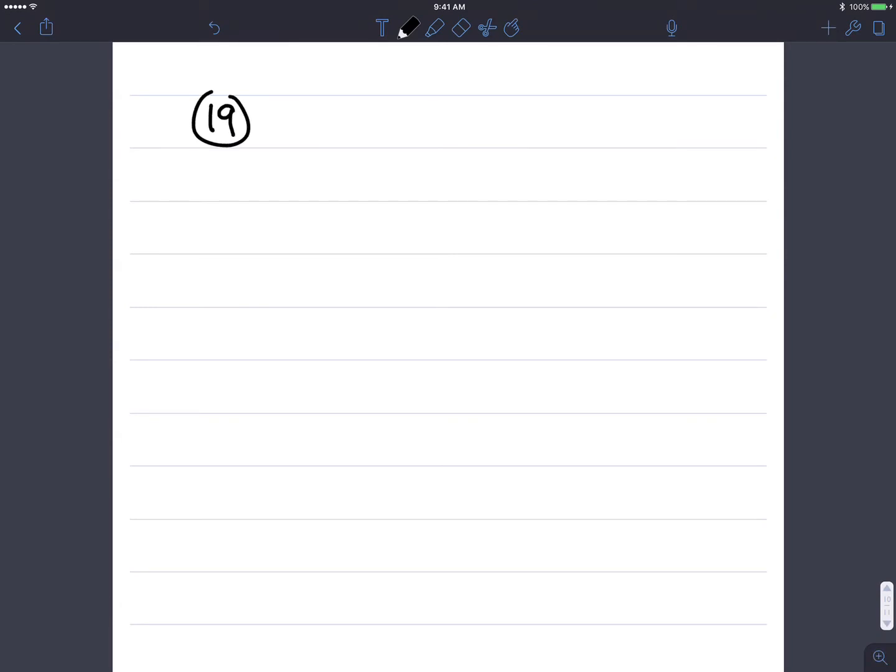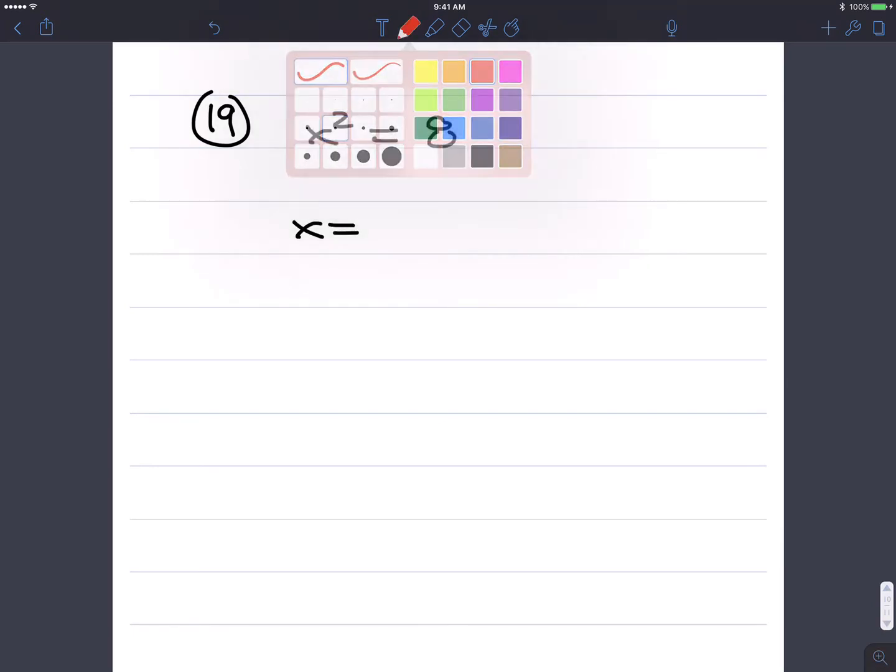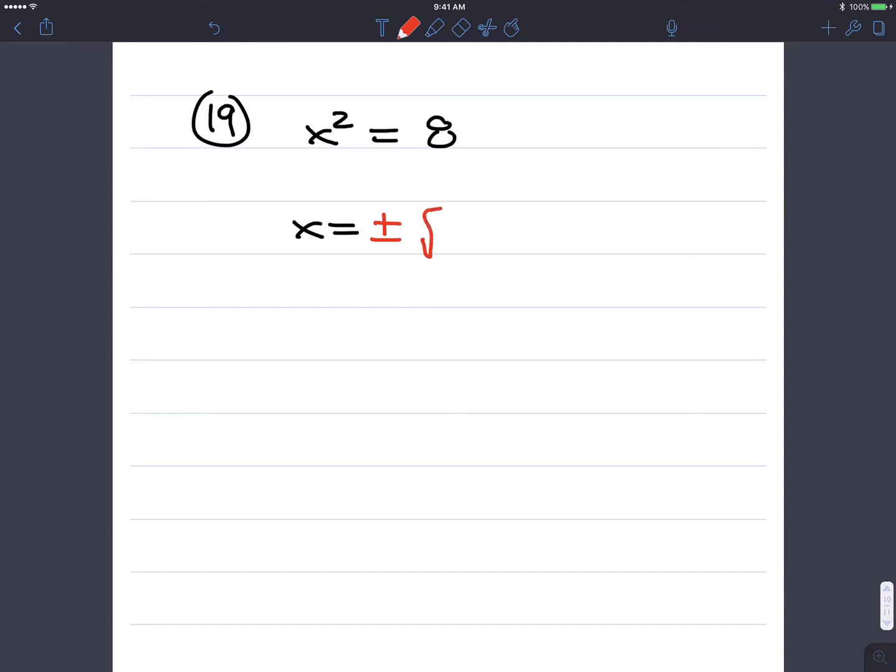Number 19. x squared is 8. Solving for x by the square root formula, x will be plus or minus the square root of 8.